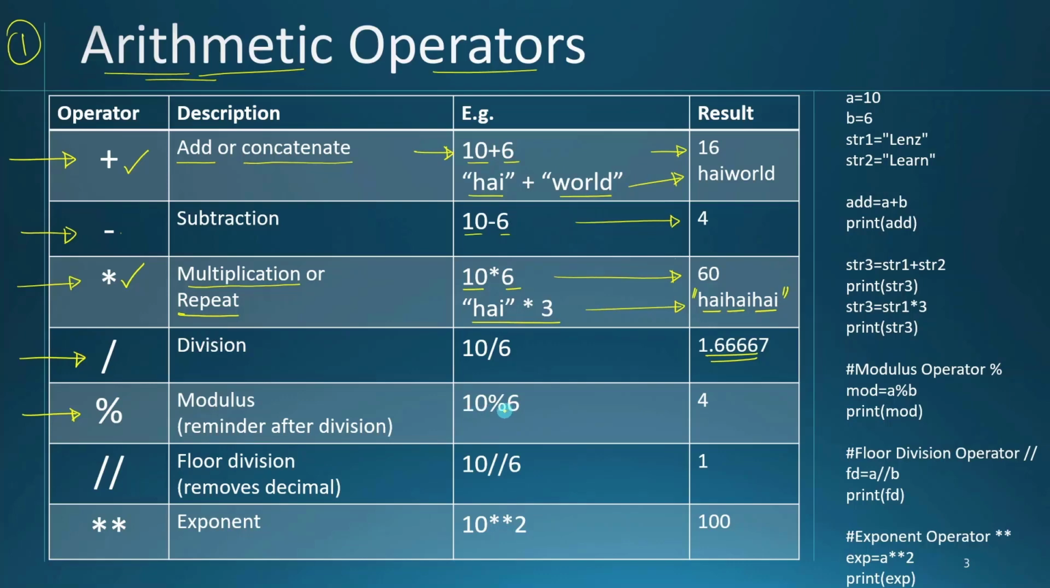So if I do 10 modulo 6, you know that 6 can go in 10 only one time, and the remainder of this division is going to be 4. So that will be printed as the result. Now if I do 10 modulo 3, you can see 3 will go 3 times until 9 in 10. So the remainder of this division is going to be 1.